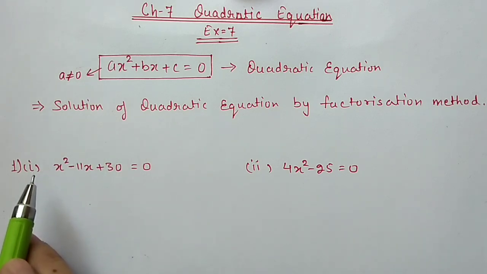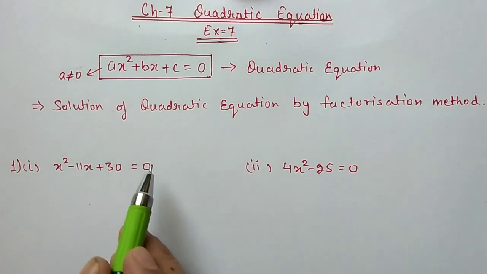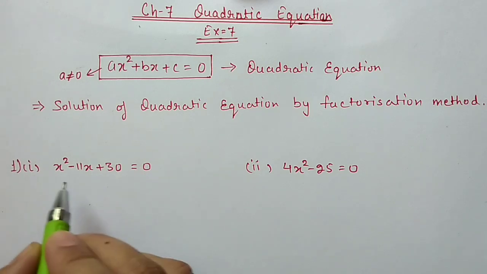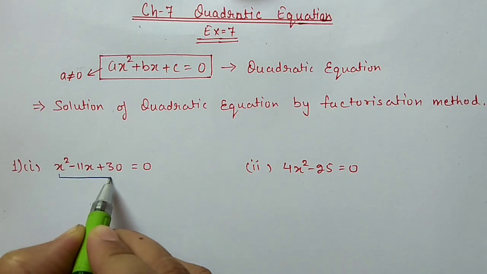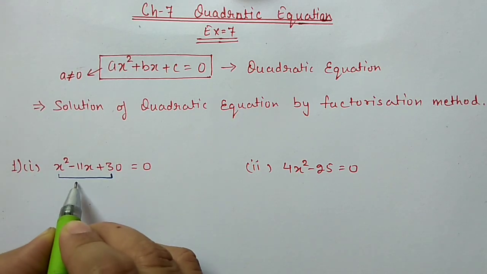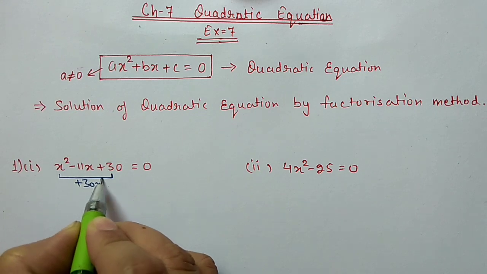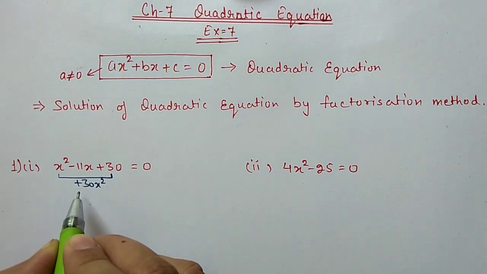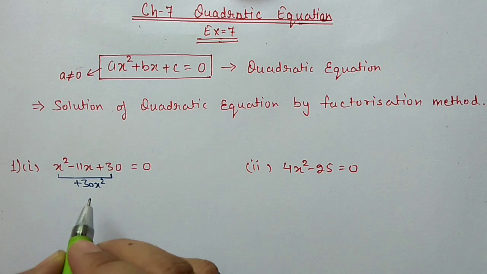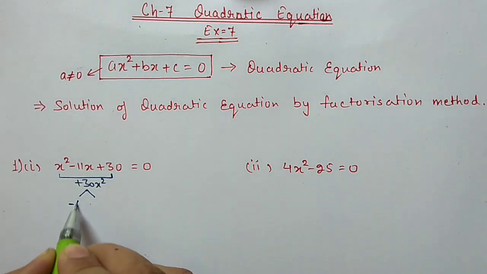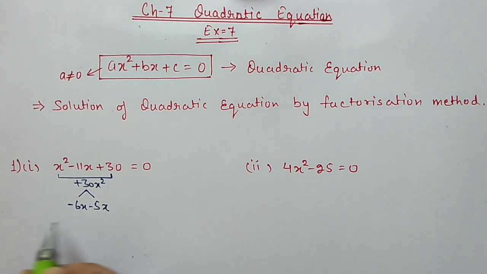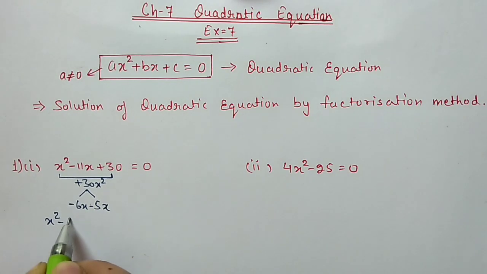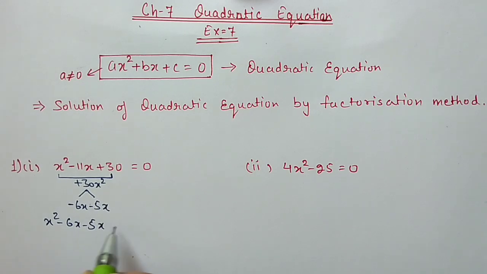Everything you have to shift to the left side of equal to, and on the right side you have to keep 0. Now this left side we will factor the same way as we did in factorization. Multiply first and last term: plus 30x square. Plus means we have to add the factors, and after addition minus 11 should come. So factors will be minus 6x and minus 5x. Replace the middle term: x square minus 6x minus 5x plus 30 equal to 0.